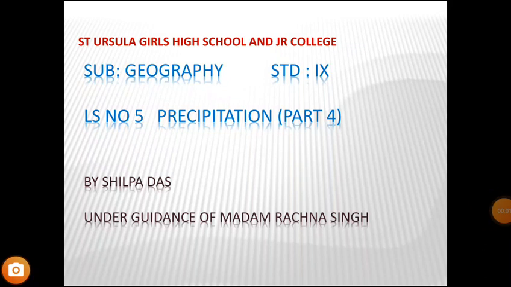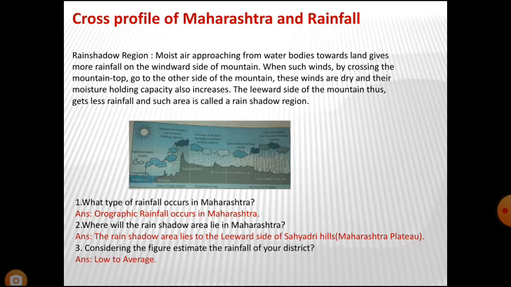Welcome back to the fourth part of the chapter Precipitation. In this chapter, we will discuss the cross profile of Maharashtra and rainfall, world distribution of rain, and revision of the lesson. So let's start our lesson. Cross profile of Maharashtra and rainfall.